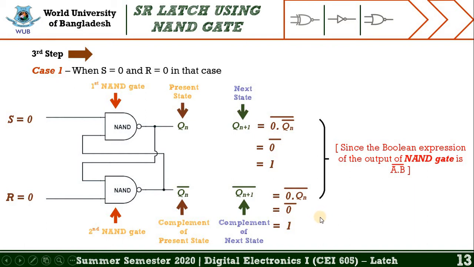Let's move into the next case, which is S equal to 0 and R equal to 1. Well, case 2 represents that one of the inputs is 0 and another input will be 1, which is S equal to 0 and R equal to 1.